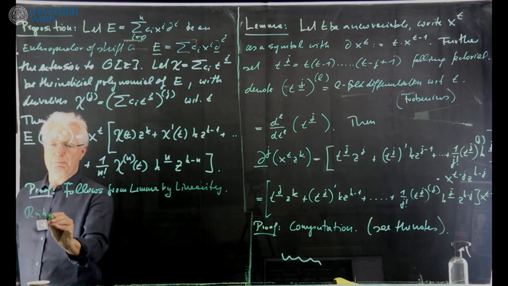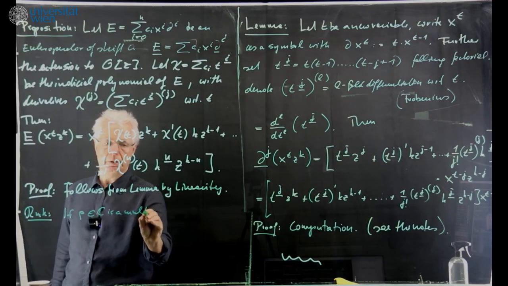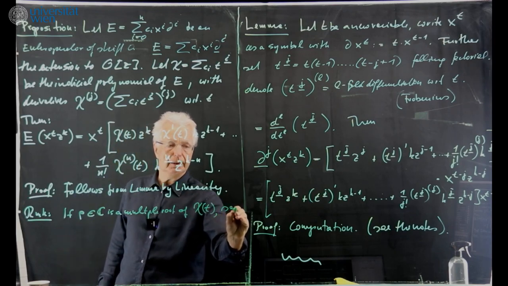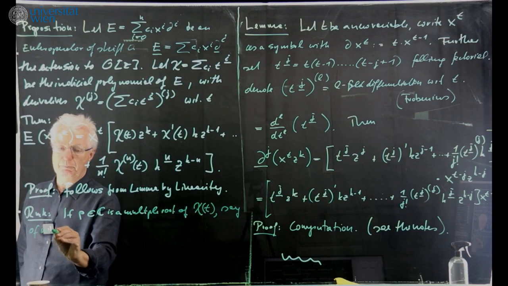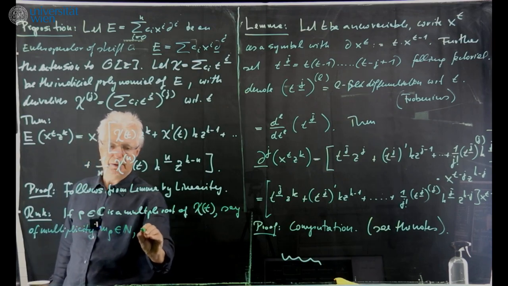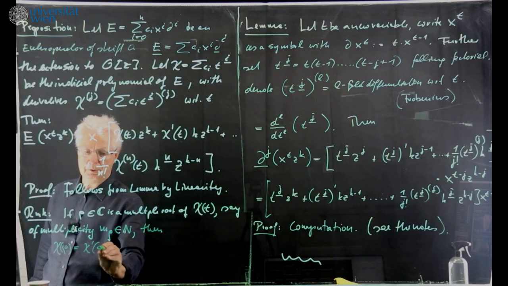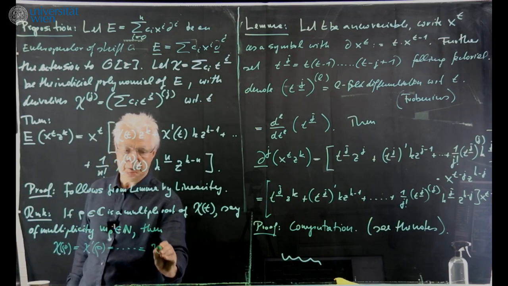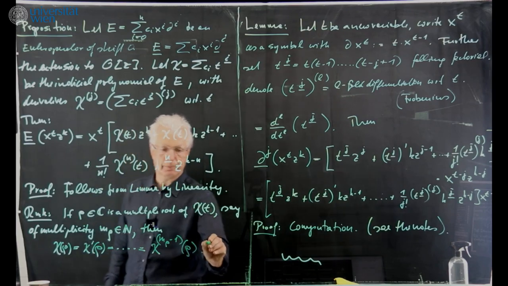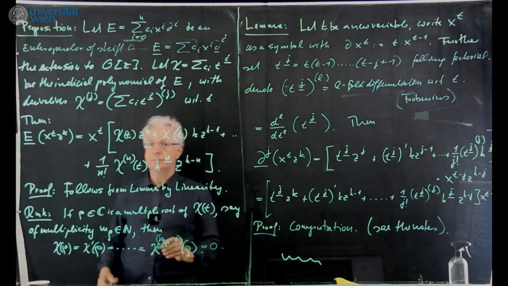And the remark is, if rho in C is a multiple root of chi of t, say of multiplicity m_rho in N, then chi of rho, chi prime of rho, all these will vanish up to the (m_rho minus 1)-th derivative, evaluated in rho. Okay.